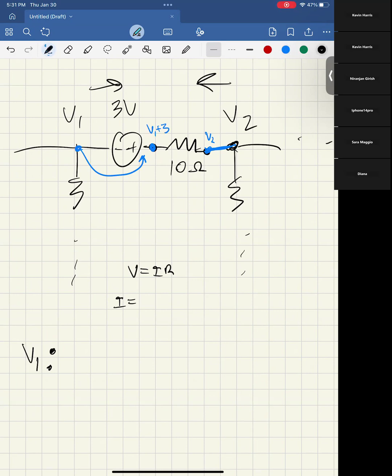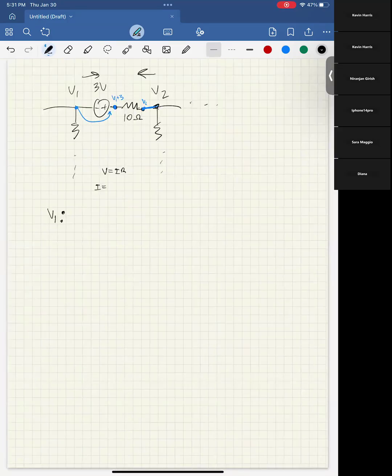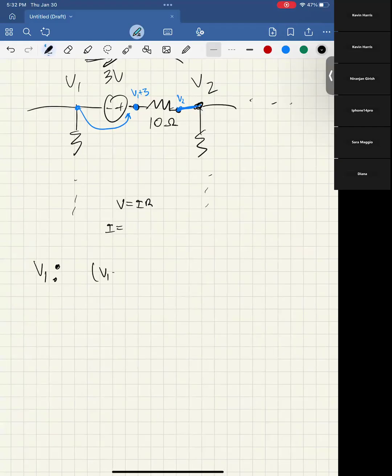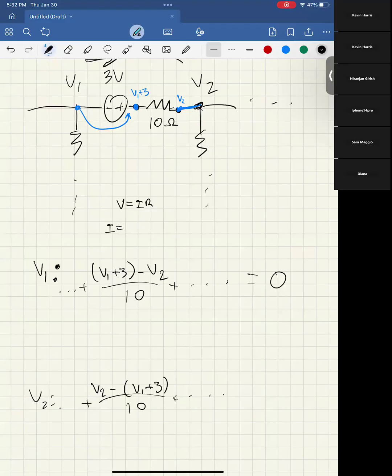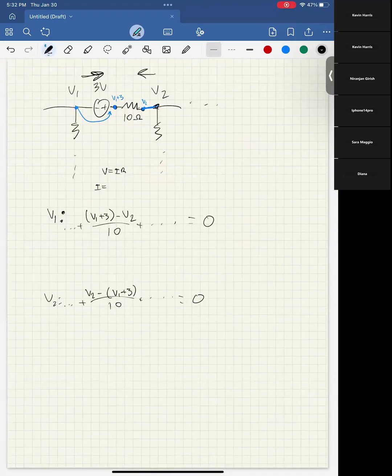So what we have here, I'm just kind of making up a situation. But if you were writing an equation and you were writing the term going to the right, you would write V1 plus 3 minus V2 over 10, and then plus more terms. And if you're doing it for V2, you would say V2 minus V1 plus 3 over 10 plus more terms. That's just a random point I wanted to bring up because some people get confused there.